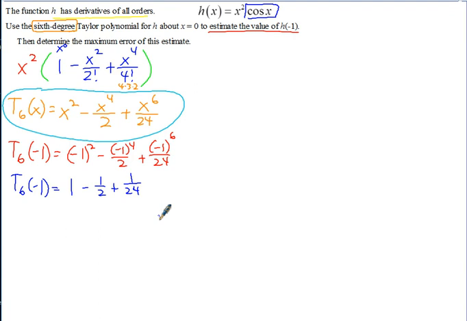This one's not too bad, so let's go ahead and get a common denominator so we can simplify this. First, notice you have 1 minus 1/2, that's 1/2, plus 1 over 24. But 1/2 is the same as 12 over 24, plus 1 over 24. So that gives us our approximation using the 6th-degree Taylor polynomial: 13 over 24.